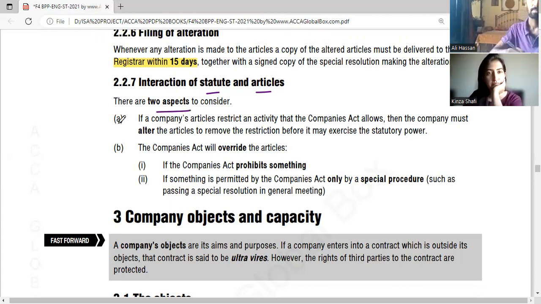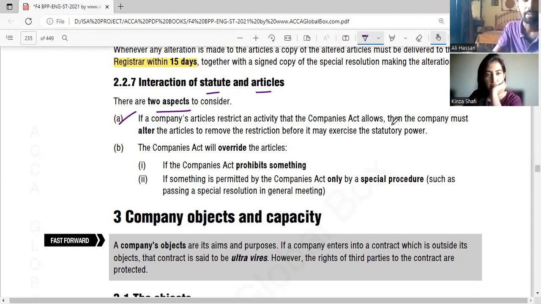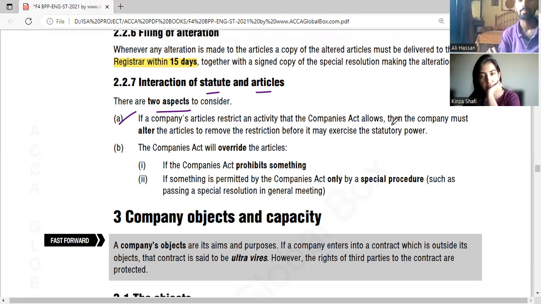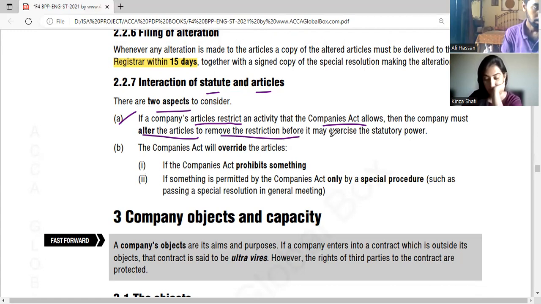So the same things are written. Ali, please read. If a company articles restrict an activity that a company act allows, then a company must alter the articles to remove the restriction before it may exercise the statutory power. ठीक है जी, तो अगर कंपनी एक्ट अलाउ कर रही है तो आप वो कर सकते हैं। मतलब company articles restrict an activity that company act allows and the company must alter the articles to remove the restriction before it may exercise the statutory power.